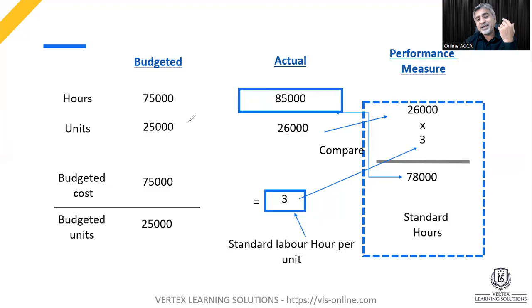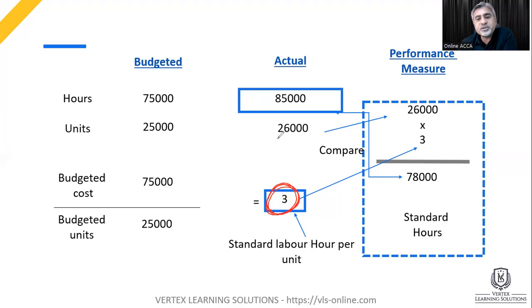So now, can I compare these two numbers? The answer is no, you cannot compare, because this number is for 25,000 units and this number is for 26,000 units. Their bases are different. So I make another column, performance measure. What is the standard time per unit? How much time does one unit usually take? And you said 3 hours.